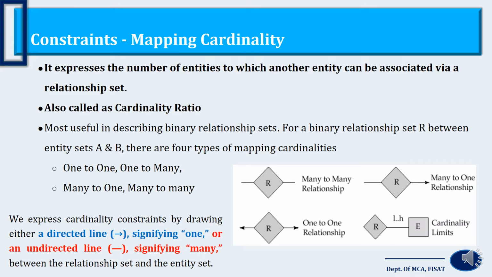Cardinality constraint, also called cardinality ratio, expresses the number of entities to which another entity can be related via a relationship set. For a binary relationship set between the entity sets A and B, there are four types of mapping cardinalities: one-to-one, one-to-many, many-to-one, and many-to-many. In the ER diagram, a directed line is used for representing one and an undirected line is used for representing the term many.